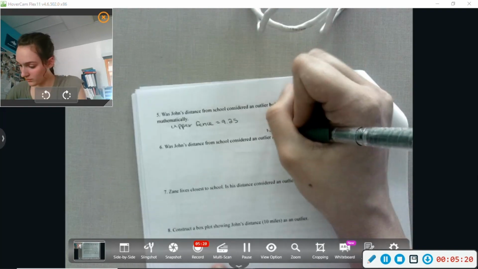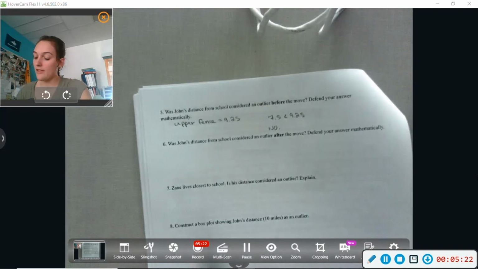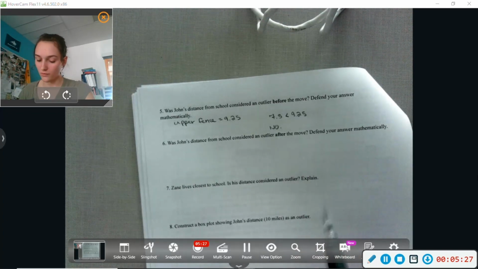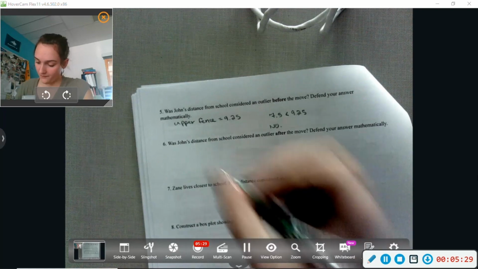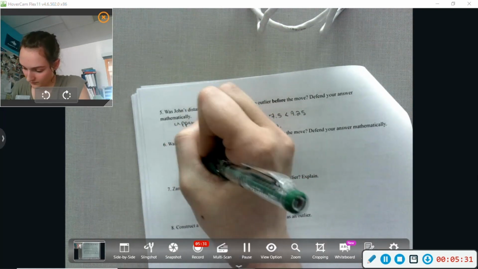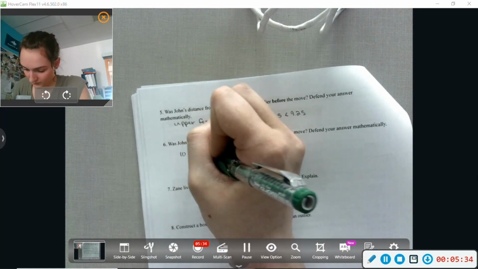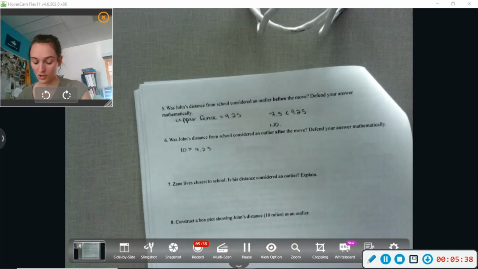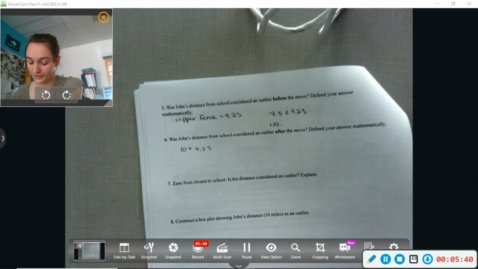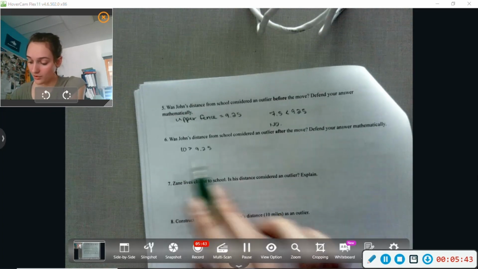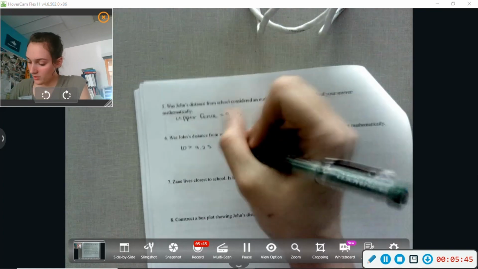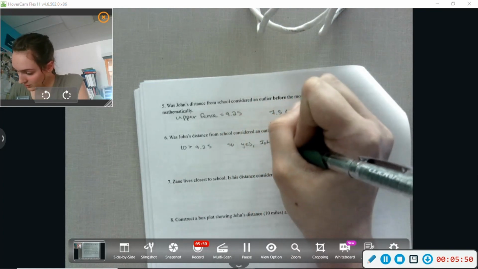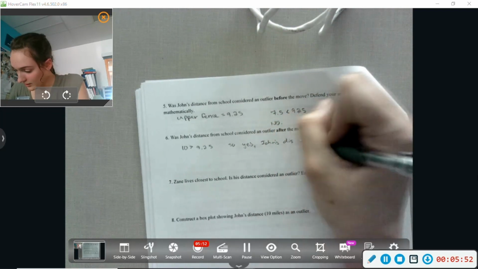So no, okay? And then what about after the move? Well, after the move, 10 is now greater than 9.25, right? Okay, because our IQR didn't actually change, so it still equals the same thing, and so now 10 is greater than our upper fence. So yes, John's distance is an outlier.